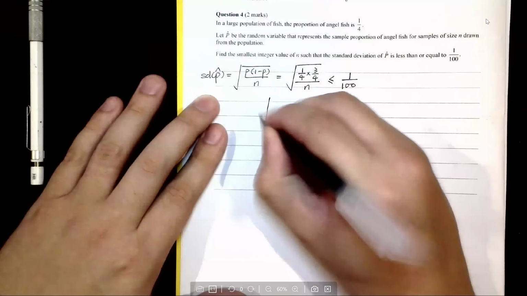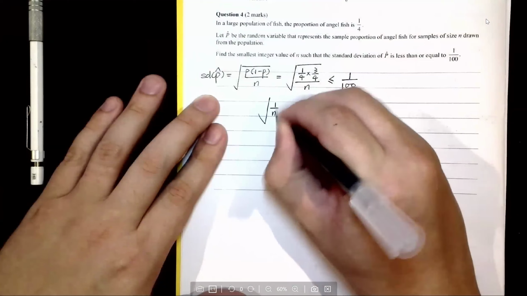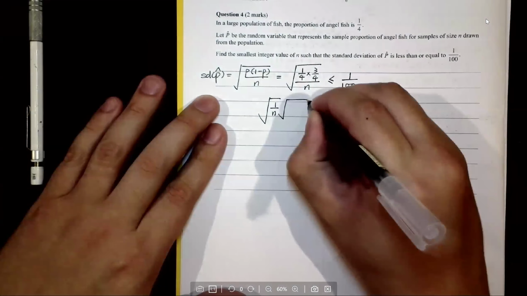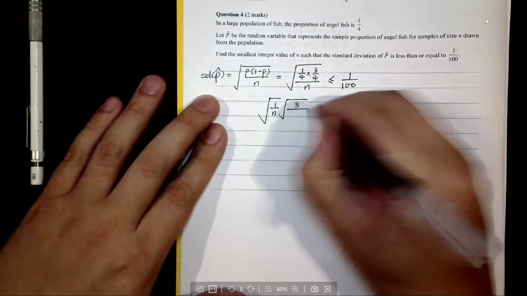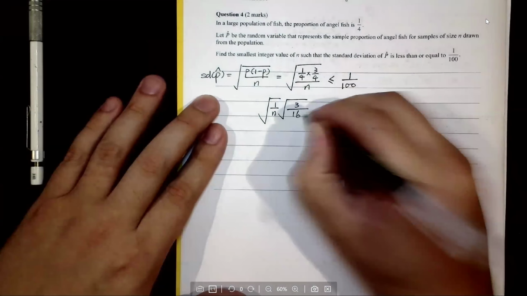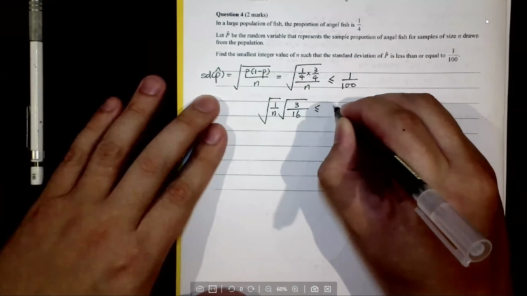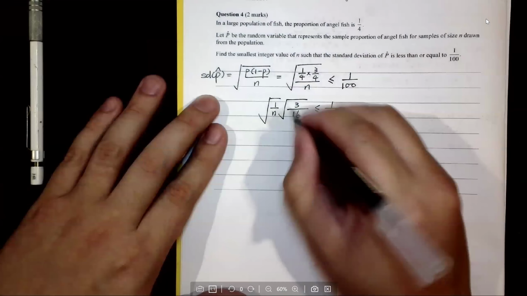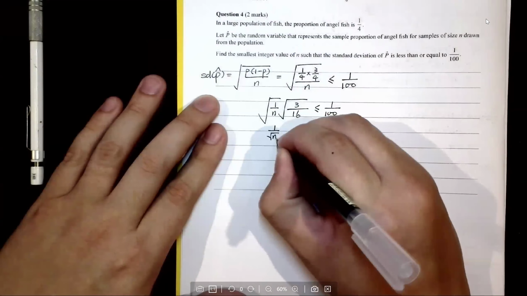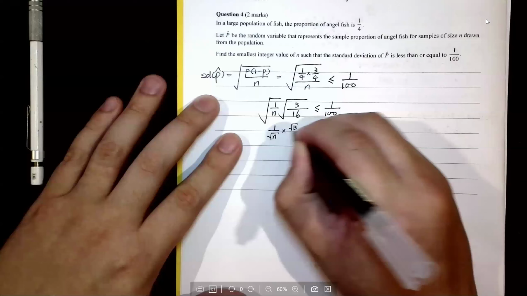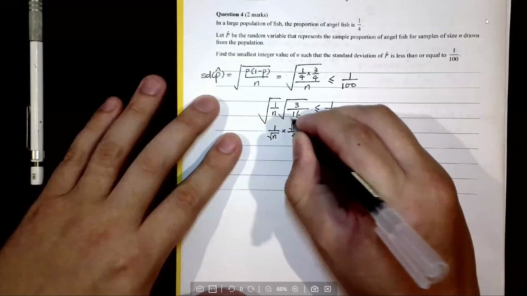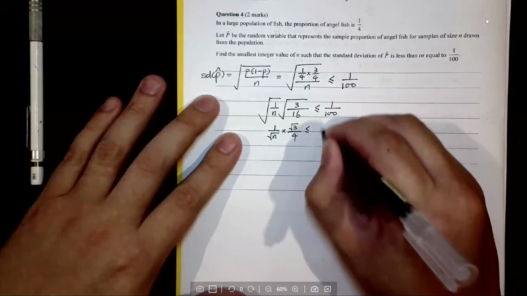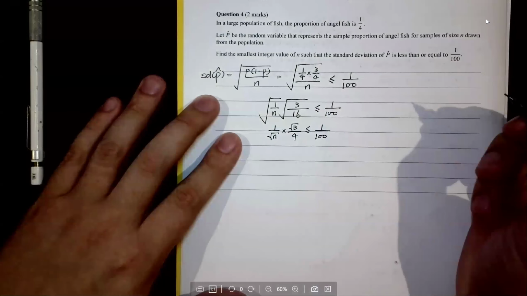The way I treat it is like 1 over n under the square root. And then you get, let's say, 3 divided by 16, 4 times 4 is 16, less than or equal to, let's say, 1 out of 100. Okay? And then you can simplify everything, like write it like 1 over square root of n times square root of 3 divided by 4. So take out the root 16 as a 4, less than or equal to that.